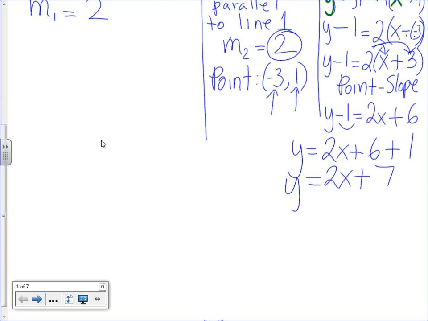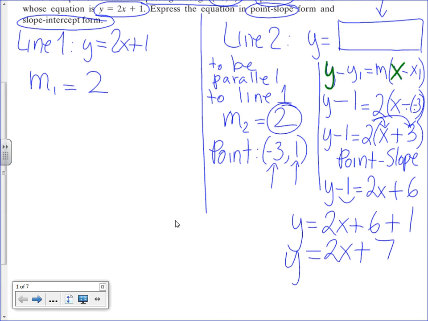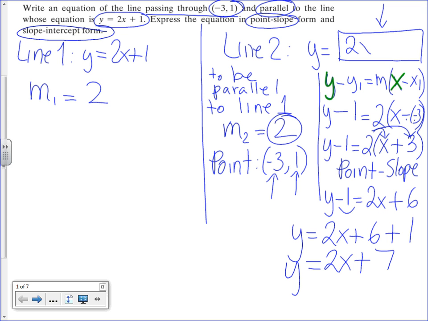So that means that the equation for line 2 in slope-intercept form is 2x plus 7. I'm going to write it here, 2x plus 7. And you guys noticed Ezekiel was talking about how they will have the same slope, but they will have a different y-intercept, right? That's another characteristic of parallel lines.